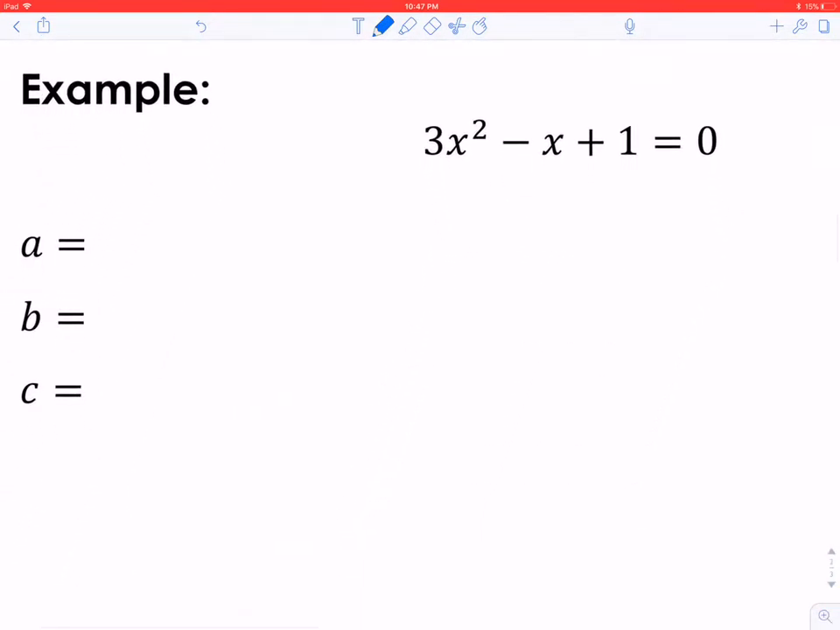So let's go ahead and get started with our first example that we are working on the back of your notes page. 3x squared minus x plus 1 equals 0. First thing to check is to make sure that it's equal to 0 so that we're truly seeing our pieces. And then we want to take special attention to whether or not we are written in standard form, like in descending order. Our x squared, our quadratic term, then our linear term, and then our constant.